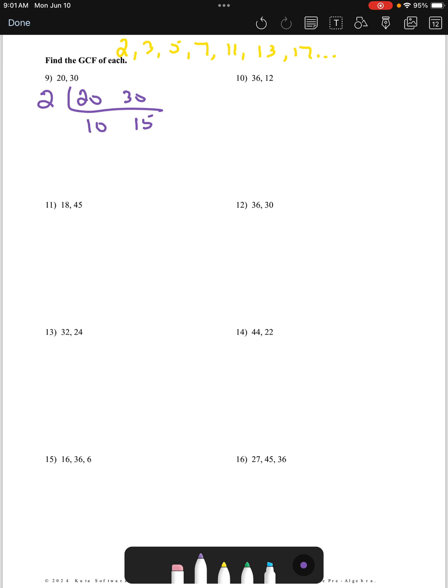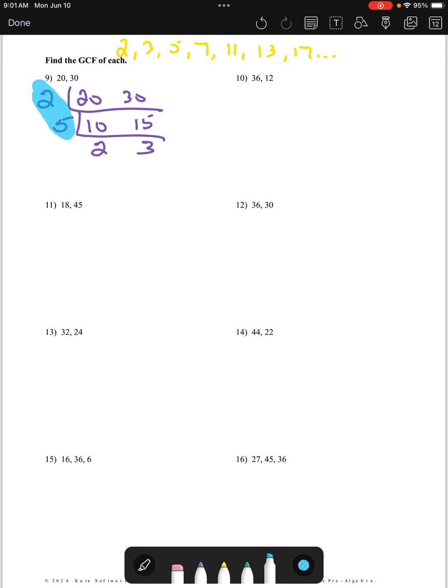Can both of these numbers divide by 2? No. Can they both divide by 3? No. Can they both divide by 5? Yes. Write down the fact they can divide by 5 on the outside, and then do the division. 10 divided by 5 is 2. 15 divided by 5 is 3.